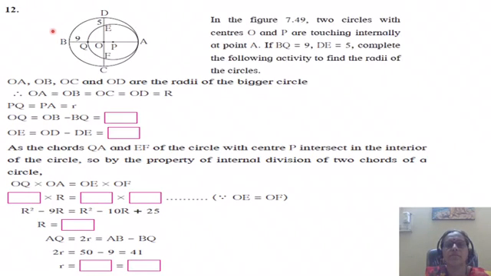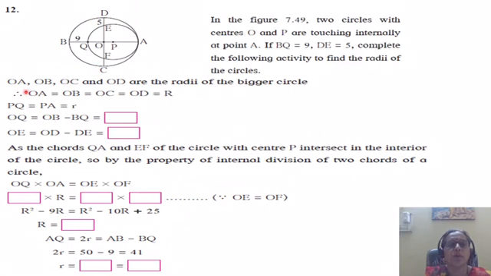Question number 12. Two circles, one with center O and another with P, are touching internally in point A. If BQ is 9, DE is 5, complete the activity to find the radius of the circle.